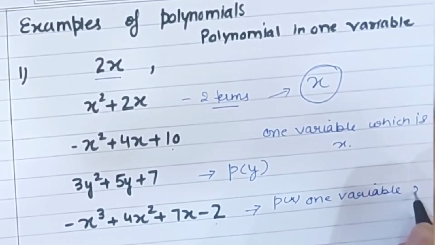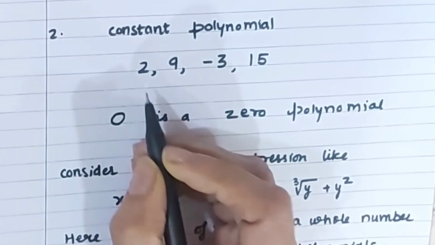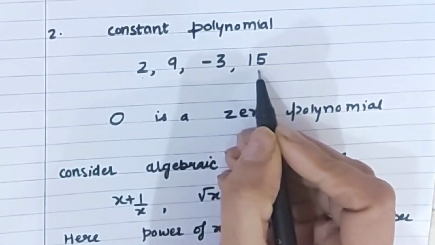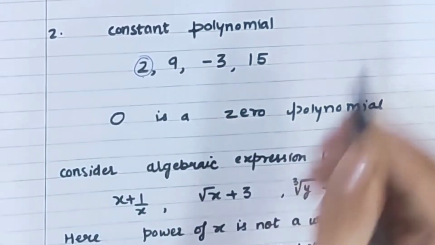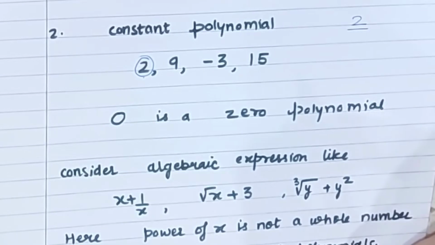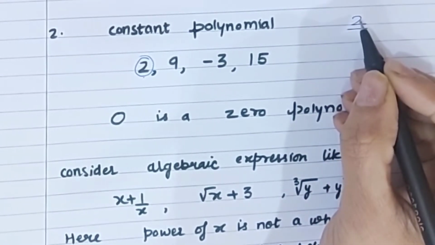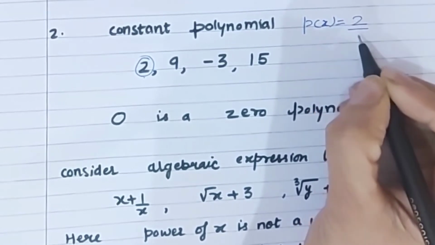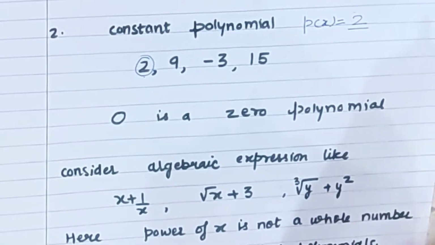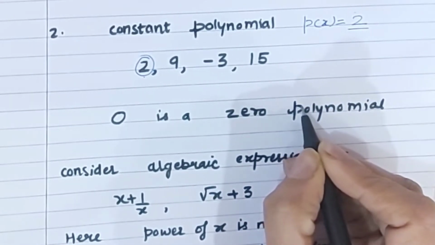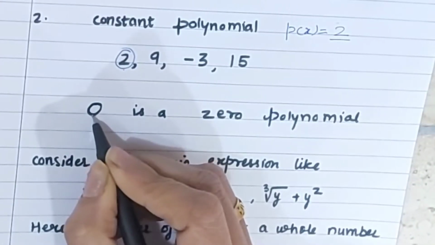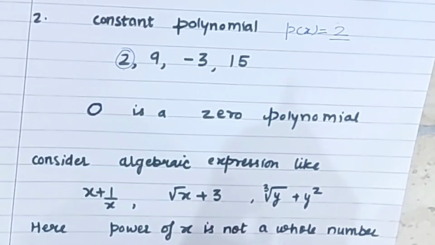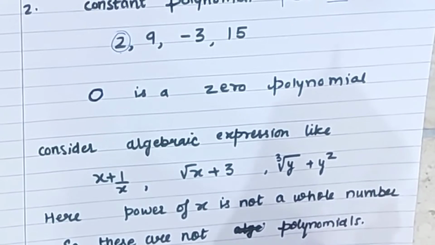Right? Now suppose you have terms like 2, 9, minus 3 or 5. We'll say this is a constant polynomial because there is no variable attached to it, its value will not change, right? And if we talk about the zero polynomial, 0 is a polynomial, a polynomial with zero value, right?